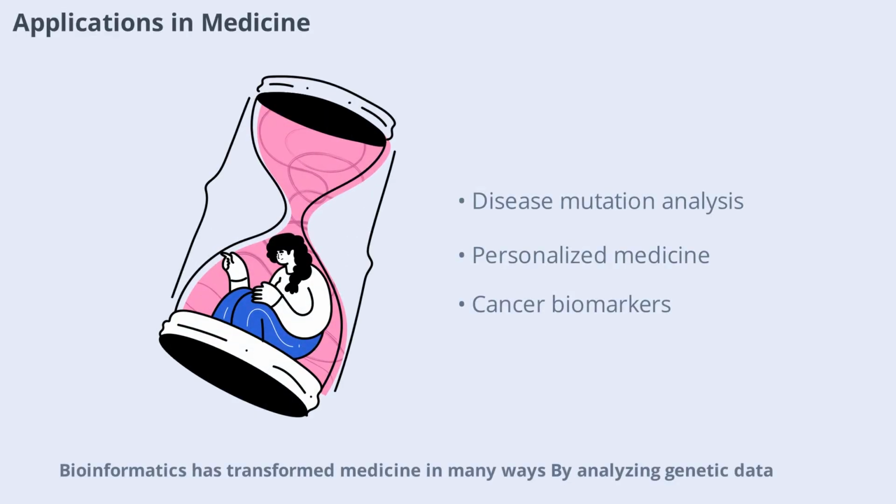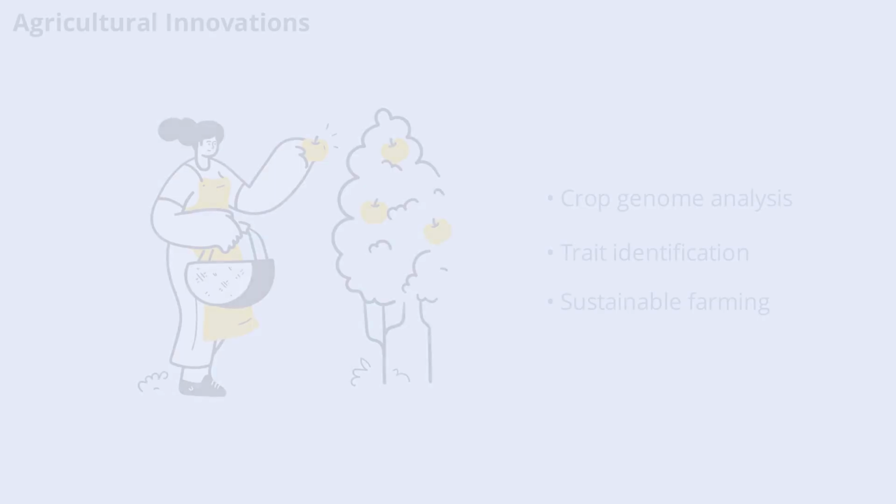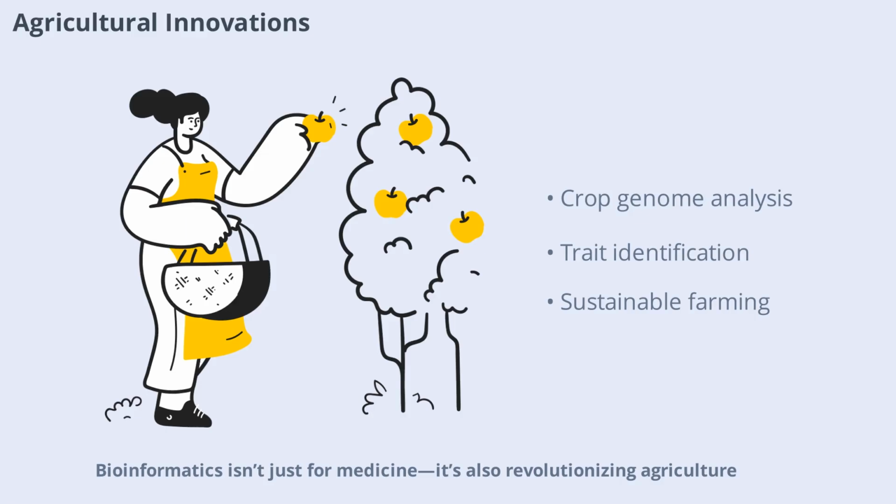Bioinformatics has transformed medicine in many ways. By analyzing genetic data, researchers can identify disease-causing mutations, predict patient responses to drugs, and develop personalized treatments. In cancer research, bioinformatics helps identify biomarkers for early detection and monitor how tumors evolve. The integration of bioinformatics into healthcare is paving the way for precision medicine, where treatments are tailored to each individual's genetic makeup.